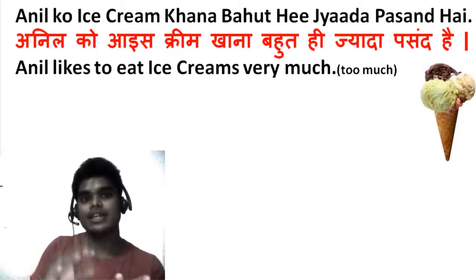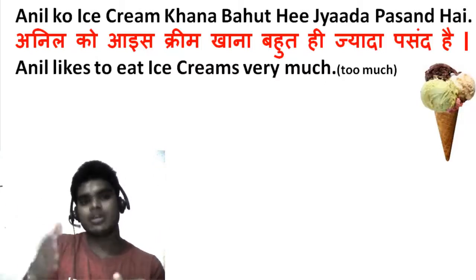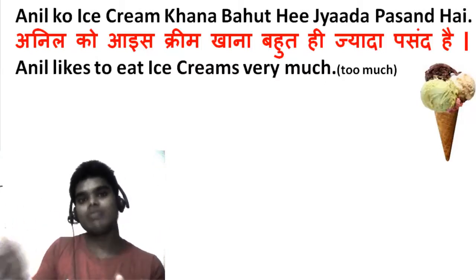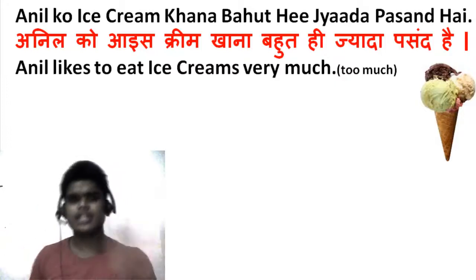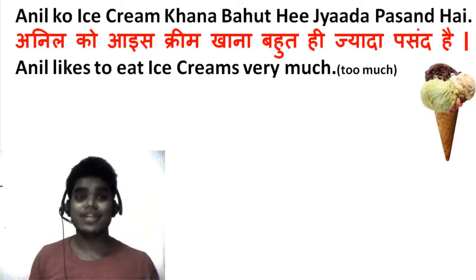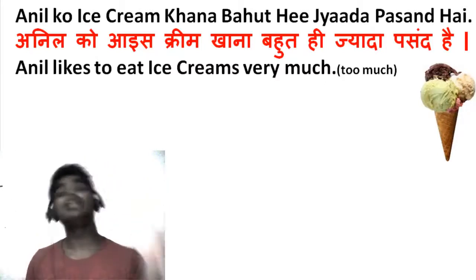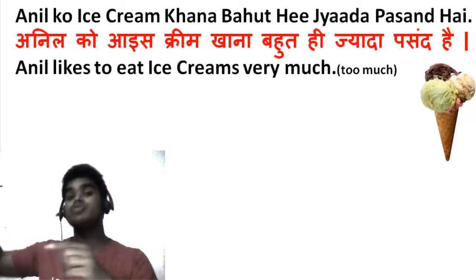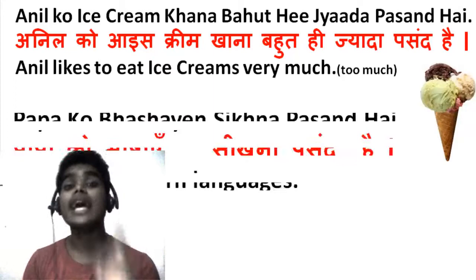Anil ko, or it now it is ko, but sometimes it may be ke, can be ki, so ka, ke, ki will be added after the name. Let's not get confused. Let's go to the subject. Anil ko ice cream khana bahut hi pasand hai. Anil ko, like to Anil I'm talking, alright? Anil ko ice cream khana bahut hi pasand hai.